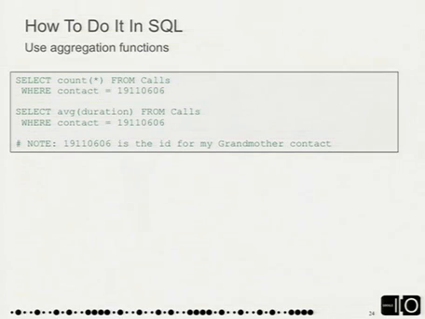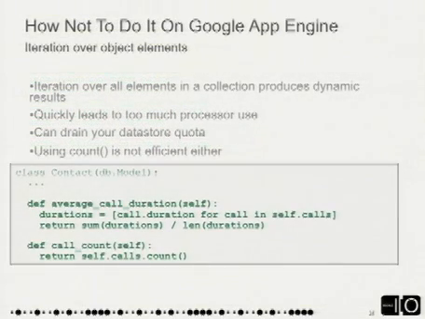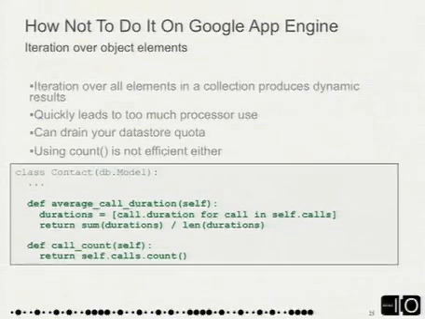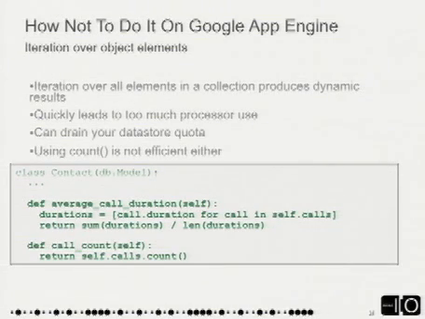But let me talk for a moment about how not to do it on Google App Engine. The most intuitive way that you would do it is you would simply iterate over the objects and do the math right there in the process. It's very tempting because we've come up with these nice ways of navigating your object model. This is also very good because it can produce dynamic results.